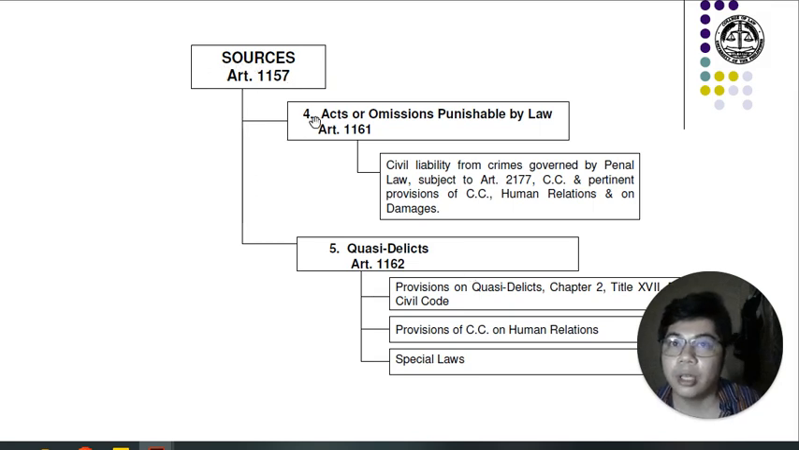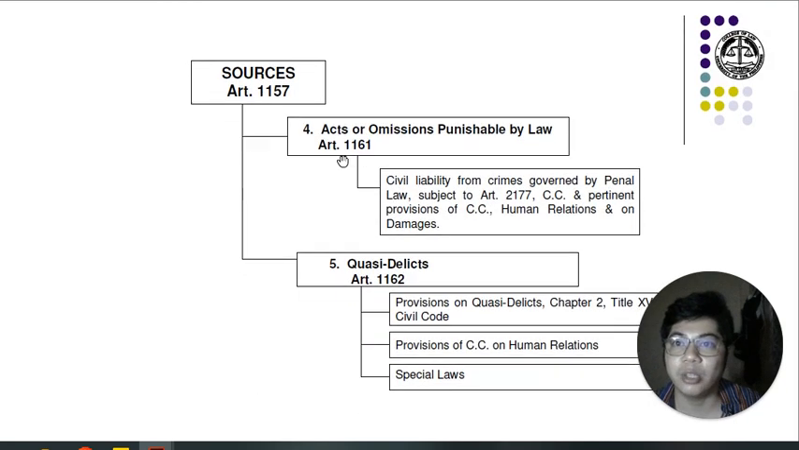So in the sources of Article 1157, we have actually five: obligations arise from law, contracts, quasi-contracts, acts or omissions punishable by law, and quasi-delict. Actually, this is not stated in your book, but if there are some other sources other than those provided under Article 1157, any injury that will arise therefrom is not actionable, because only these sources are recognized by law.